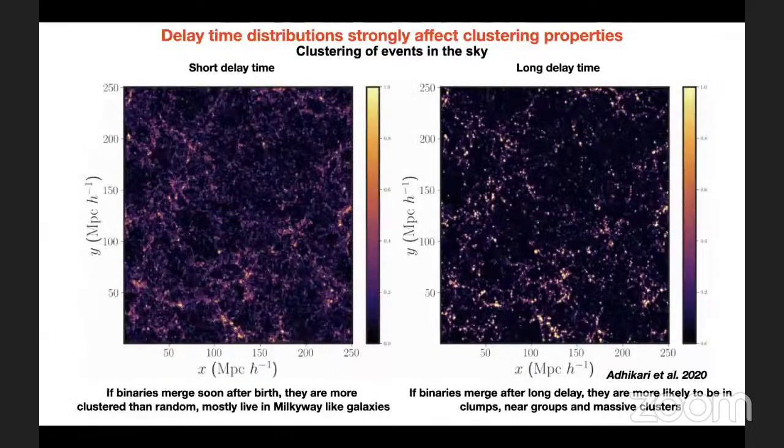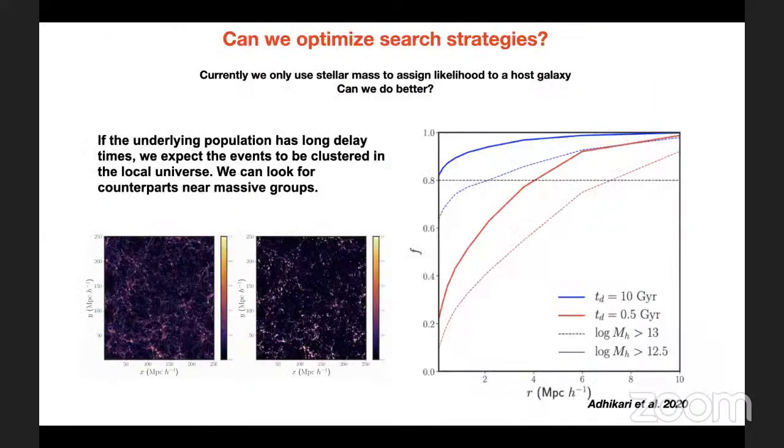So this can, in principle, also affect our search strategies for host galaxies of events where we don't have a host, or if we were to assign probabilities to host galaxies for having hosted a merger event, a gravitational wave event within a given localization area.